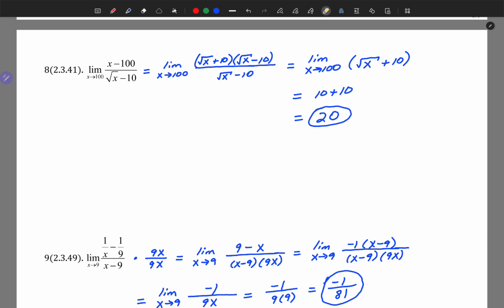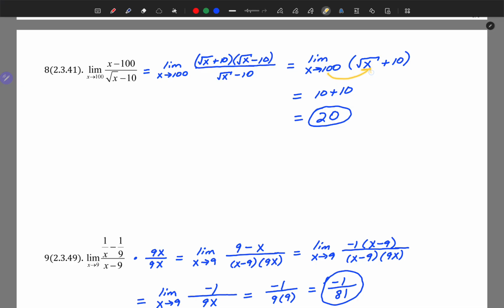So I have the limit as x approaches 100 of the square root of x plus 10 times the square root of x minus 10 over the square root of x minus 10. At that point, the square root of x minus 10s would cancel out, and I just have the limit as x approaches 100 of the square root of x plus 10. At that point, plug it in.